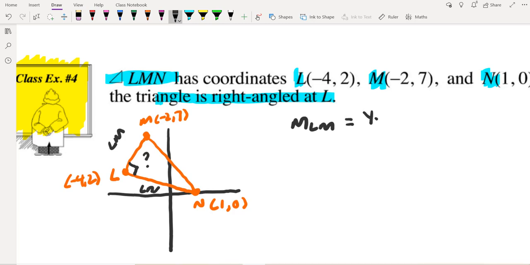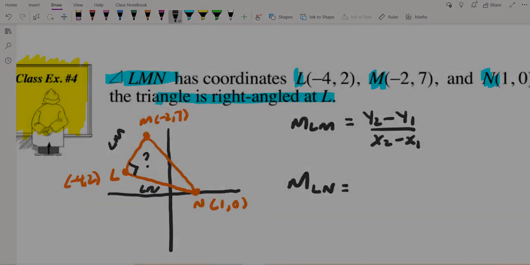right, which is y2 minus y1 over x2 minus x1, and calculate the slope of M. For the line LM, and do that, find the slope for the LN line as well. So pause the video, do a little review of what we did last day, and see if you can come up with the slopes. Then we'll come back and we'll compare the two slopes and see if they are perpendicular or not.